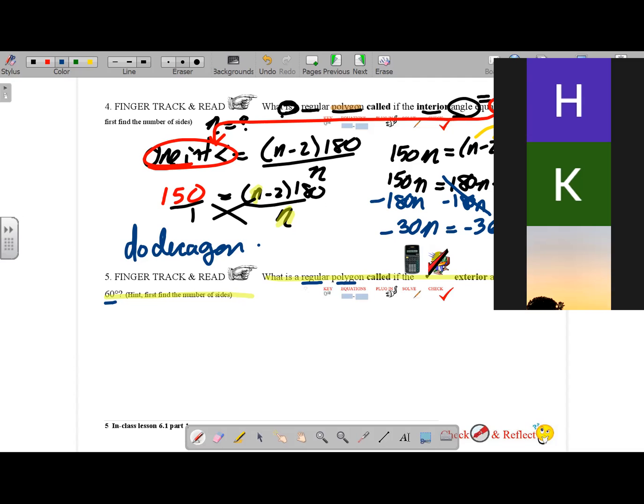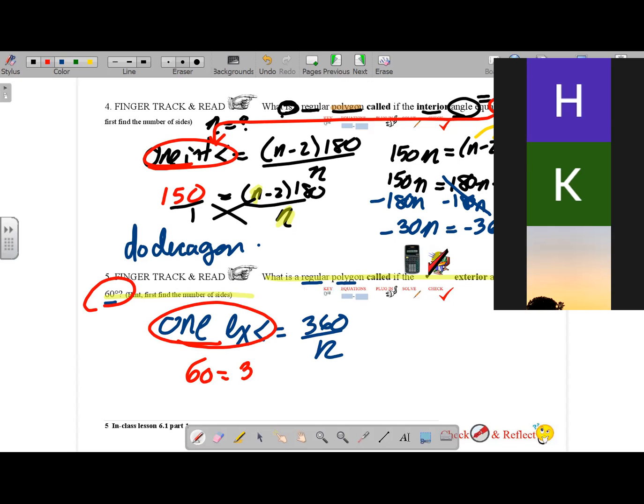So question, Catherine, interior, exterior? Exterior. Exterior. Matthew, sum or 1? 1. So we write it like this. 1 exterior angle equals 360 over n. Great. Okay, Ava, what do we replace this with? We replace that with 60. Bingo. 60 equals 360 over n.